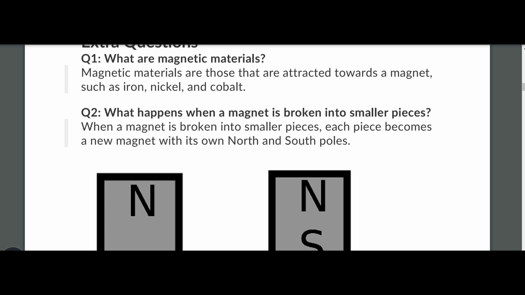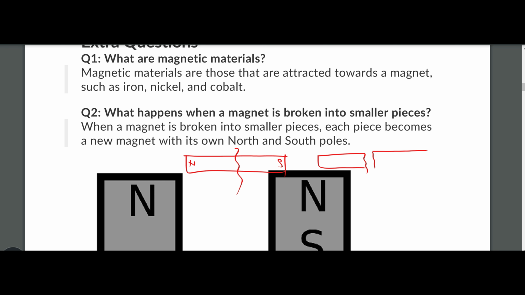So what happens when a magnet is broken into smaller pieces? Now you see, when a magnet is broken into smaller pieces, let us say this is a bar magnet. So when it is broken here, then each piece will make another magnet. Let us say this is a north pole and this is a south pole. When it is broken here, then what happens here?